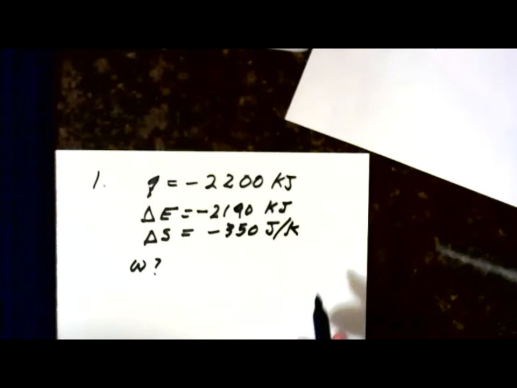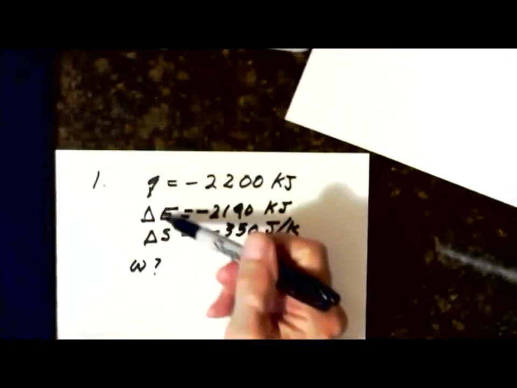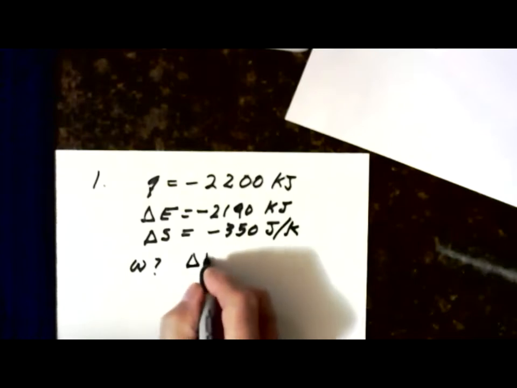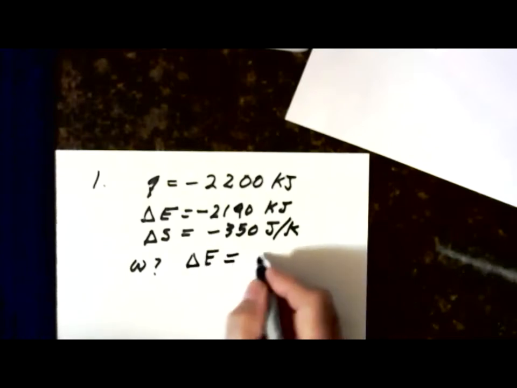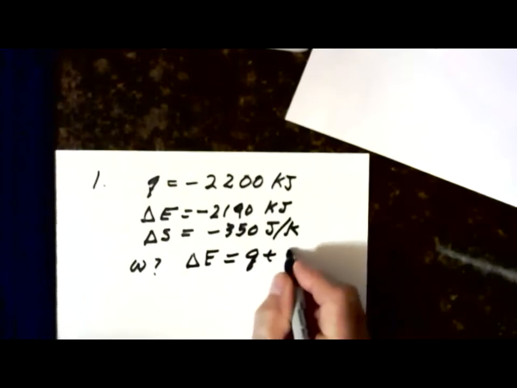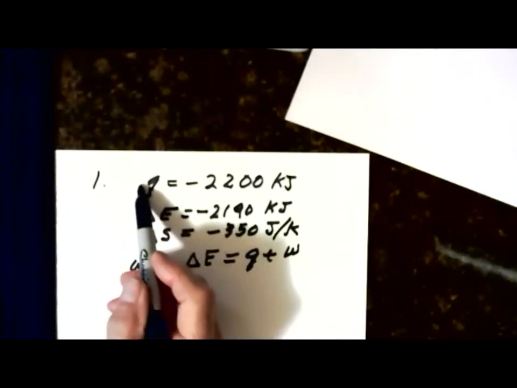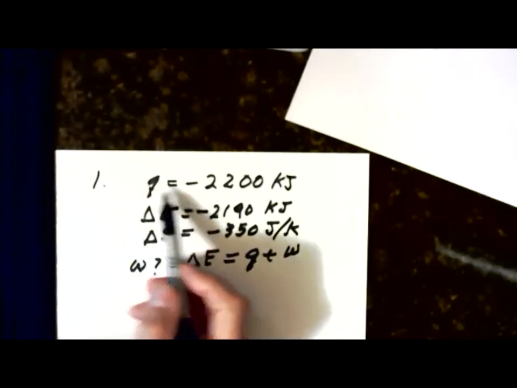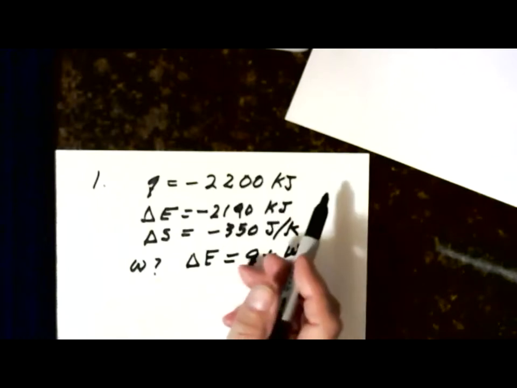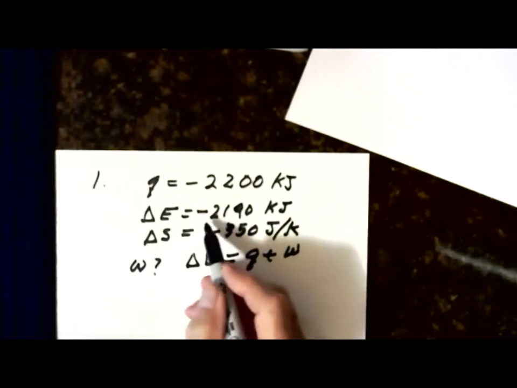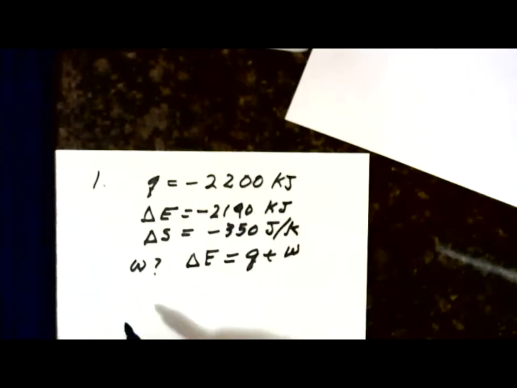Now, we need to think about the relationships. We've got work and Q and delta E. How are they related? Well, delta E is equal to Q plus W. Now, I want to make a point here that's kind of subtly made in the problem. It said that Q for the process we're doing right now is minus 2200 kilojoules. In another experiment, delta E was found to be minus 2190 kilojoules.